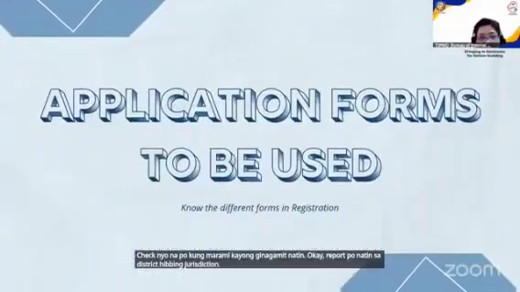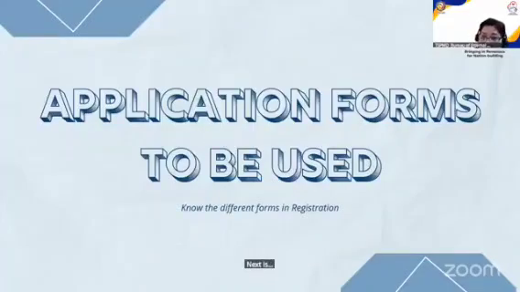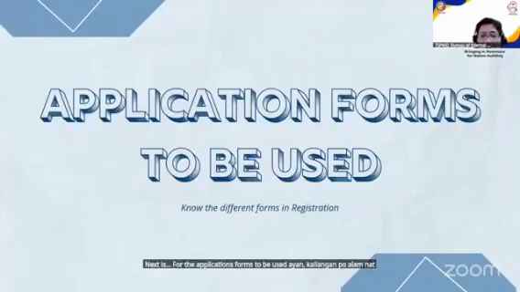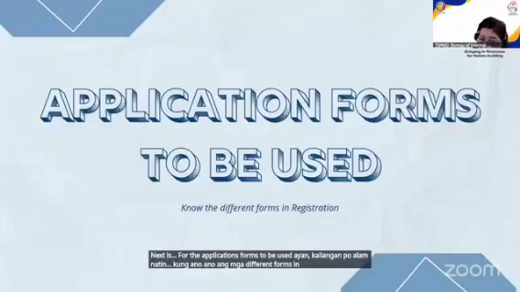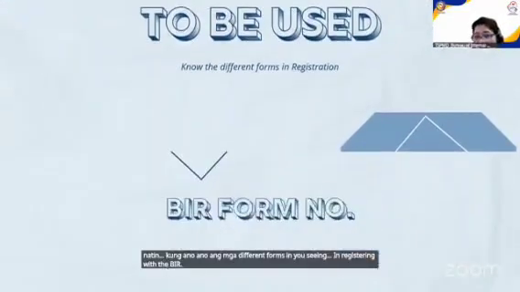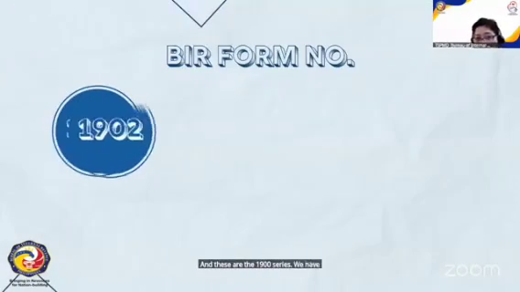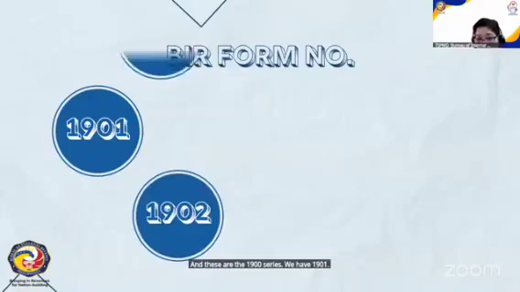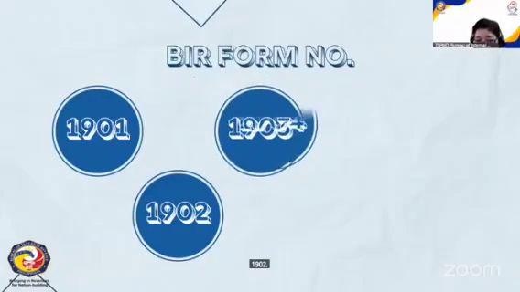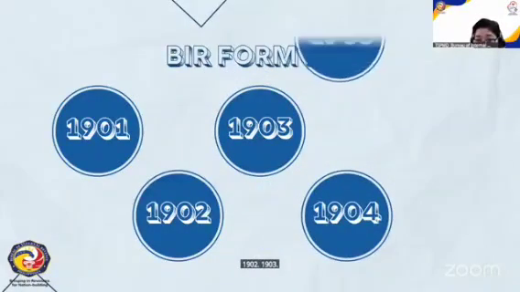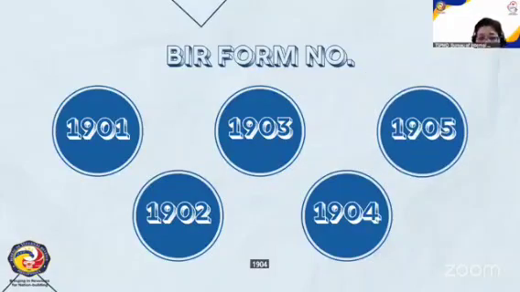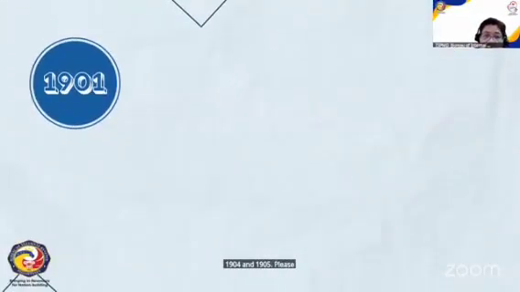Next is for the application forms to be used. We need to know the different forms used in registering with the BIR. And these are the 1900 series. We have 1901, 1902, 1903, 1904, and 1905. Please take note of those 1900 series.